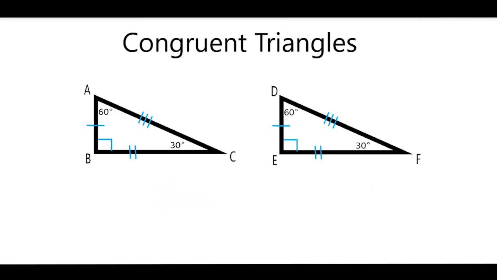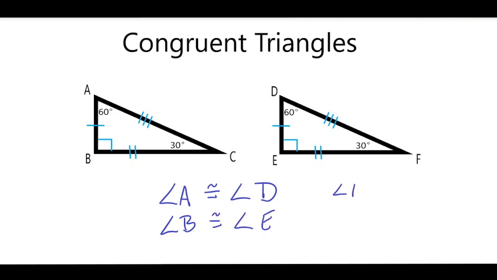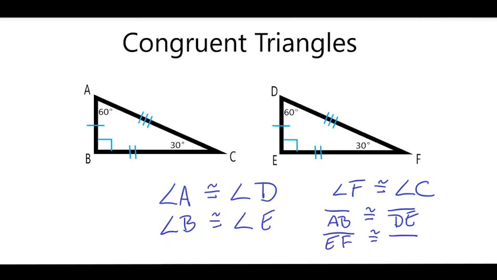Also, be mindful that if you have two triangles that are congruent, that means that their corresponding parts are congruent. For instance, angle A in our first triangle is congruent to angle D of our second triangle. And angle B is congruent to angle E. Angle F is congruent to angle C. The sides are also congruent. Line segment AB is congruent to line segment DE, and line segment EF is congruent to line segment BC.